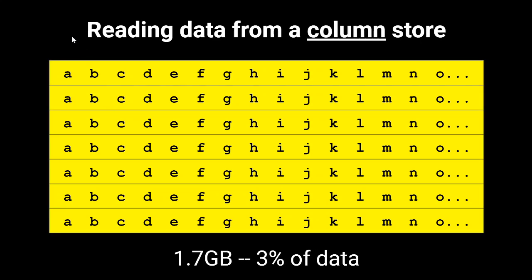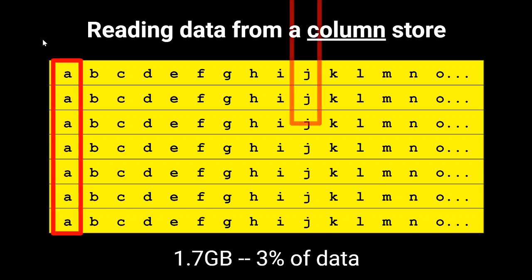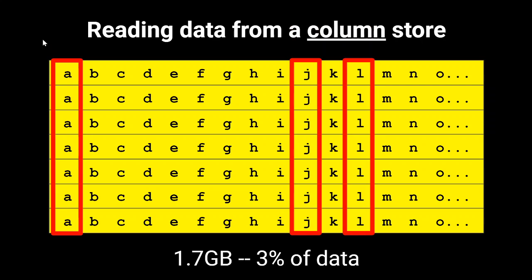In a column store, by contrast, the data are stored in columns. So we don't need to read everything in every row. We just read the 3 columns that we're specifically interested in. Let's show how this looks. As the simulation shows, this is much faster because we're only reading a tiny fraction of the data. In fact, in this specific case, we're reading about 3% or 1.7 gigs. So that's already a huge improvement.